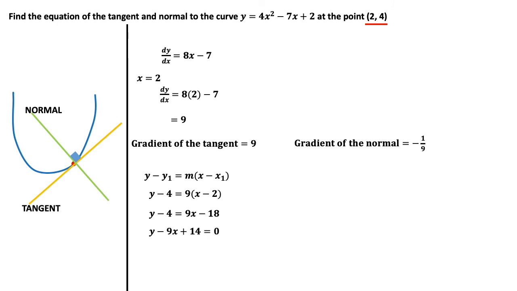And what I'm now going to do is get everything on one side. So I'm going to rearrange the equation by subtracting 9x from both sides and adding 18. That simplifies the equation to y minus 9x plus 14 is equal to 0.